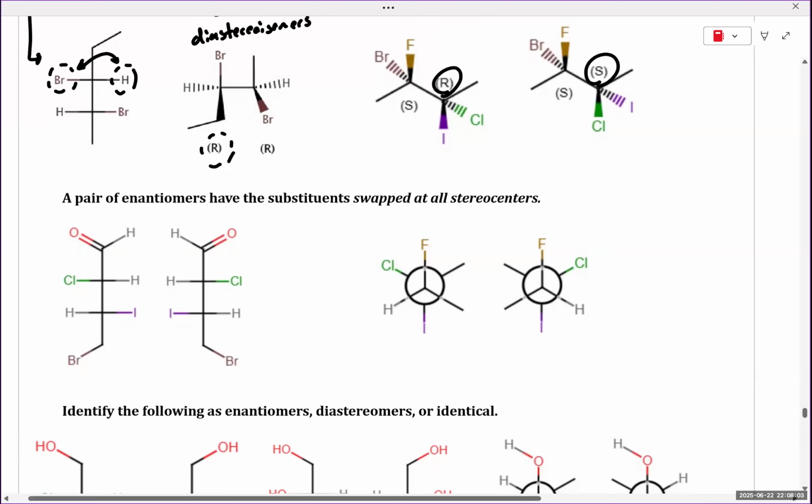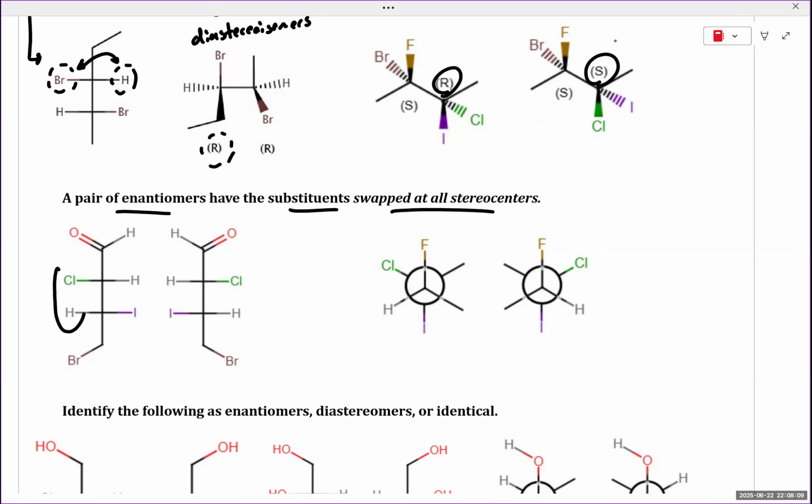Now, a pair of enantiomers will have the substituents swapped at all stereocenters. As you can see, the chlorine and hydrogen on the left, all the left substituents have been swapped with all of the substituents on the right. If you look at both of the Fischer projections as well, you can see very clearly that these two structures are mirror images.